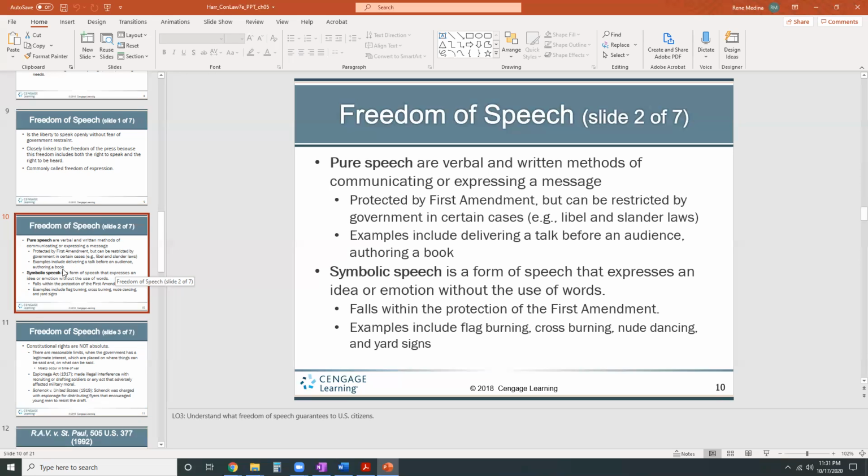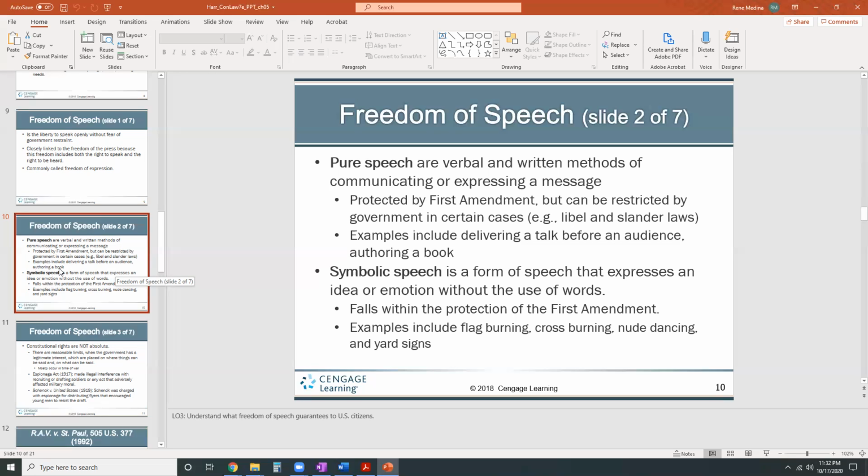A second type of speech is known as symbolic speech. Symbolic speech is speech that expresses an idea or emotion without using words. This is also protected within the First Amendment. For example, a person has the ability under the First Amendment to burn a flag. That is an example, and that is true. Flag burning is an example of symbolic speech. Cross burning is an example of symbolic speech. Nude dancing is an example of symbolic speech. But not all of them are going to be protected. Out of those three examples that I listed, flag burning is the only one that is protected.